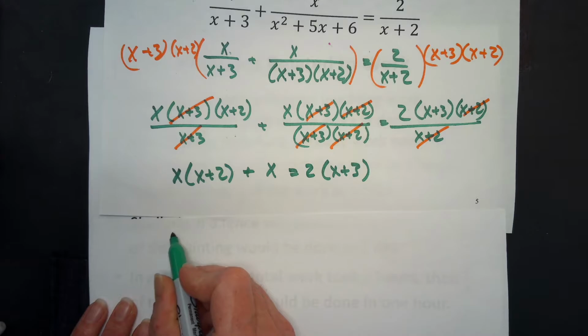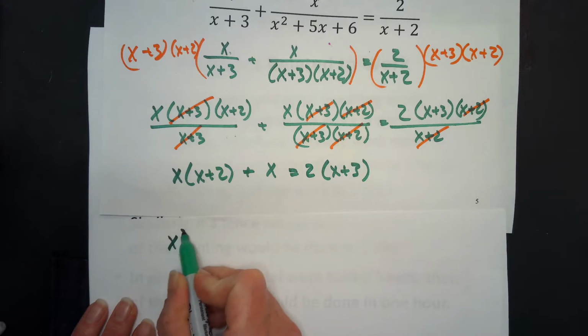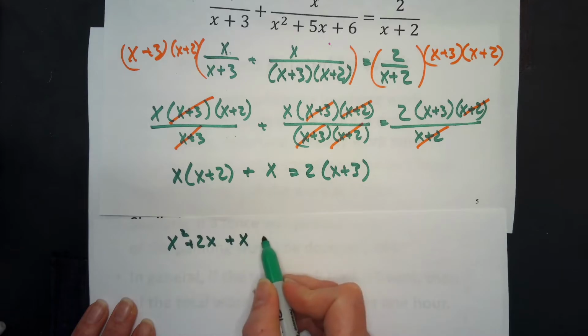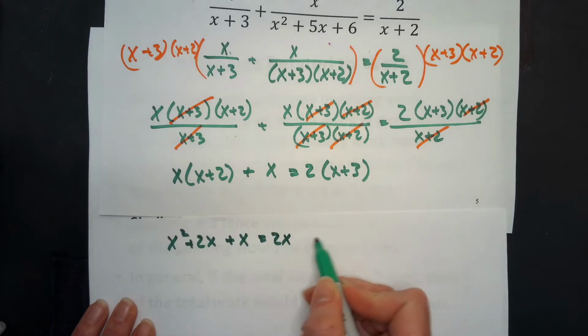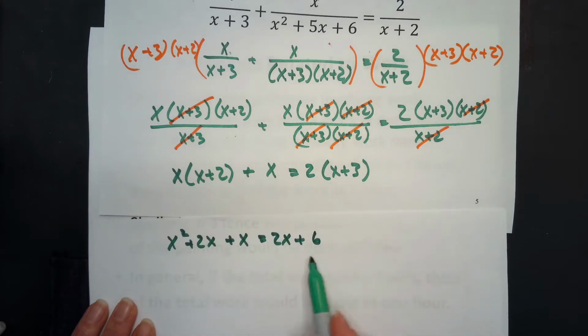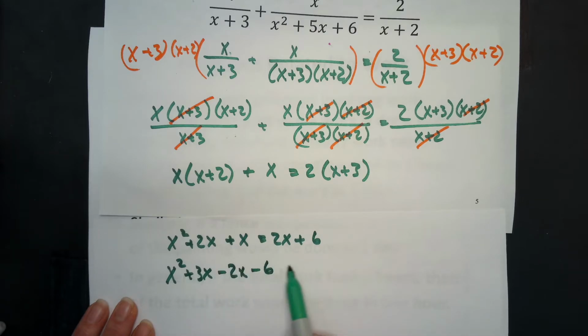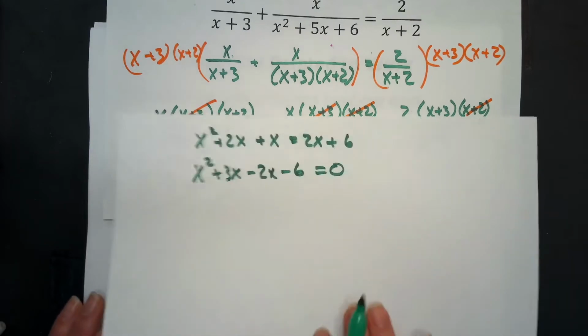So I'm going to get x squared plus 2x plus x equals 2x plus 6. So I move everything to the left-hand side. That's where my x squared is positive. So I'm going to get x squared plus 3x. So I'm going to combine these two like terms. And then we say minus 2x minus 6 equals 0.